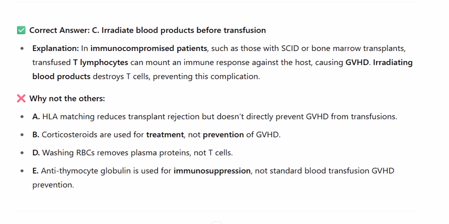transfusion GVHD prevention. Would you like follow-up questions on treatment or complications?